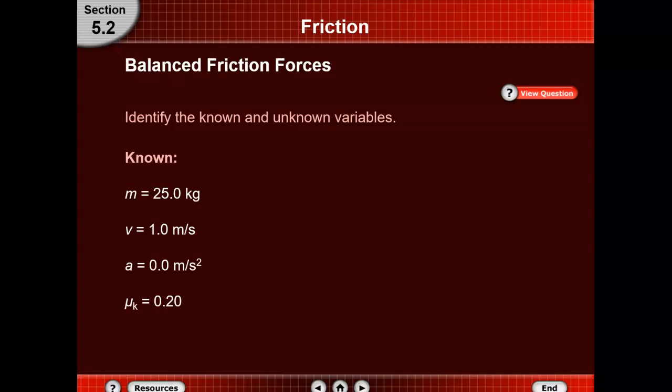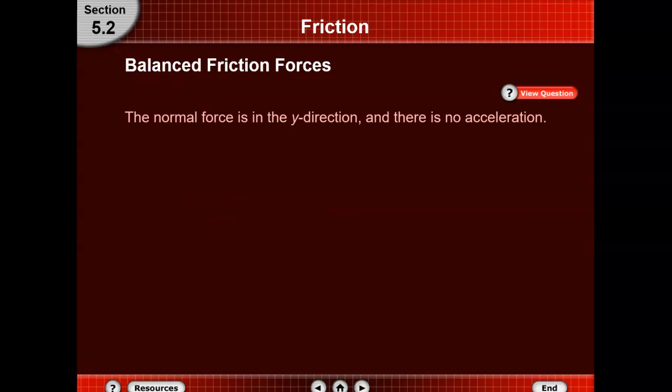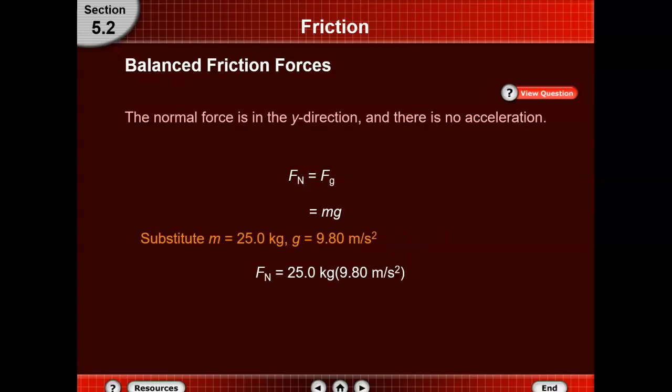Okay, so what do we know? We know our mass, we know our velocity, we know our acceleration, and we know our coefficient of friction. What we don't know is the force we apply. So here's what we know. We know the normal force is weight. We know that the weight force is mass times gravity. So we substitute it in, and our normal force is 245 newtons. So in the equation, our Fn is 245 newtons.